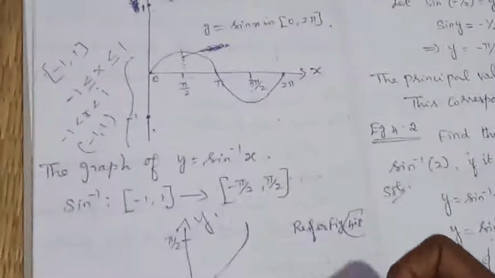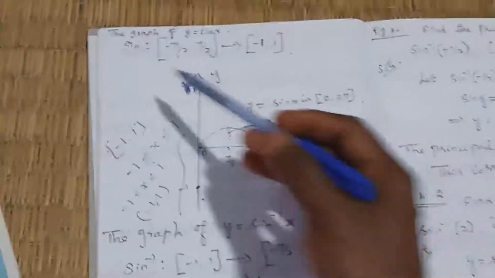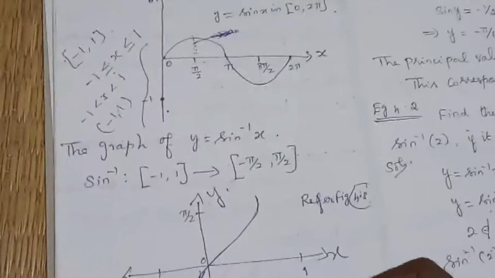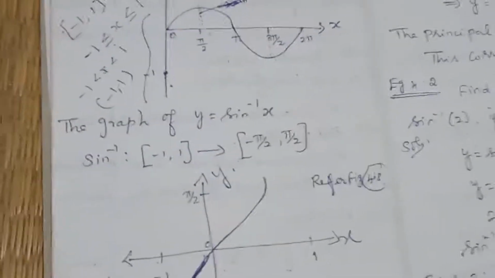So often they ask these two graphs. Suppose they ask it as a 5 mark question, you should write from this to this, with the diagram also. So this is the 5 mark question.